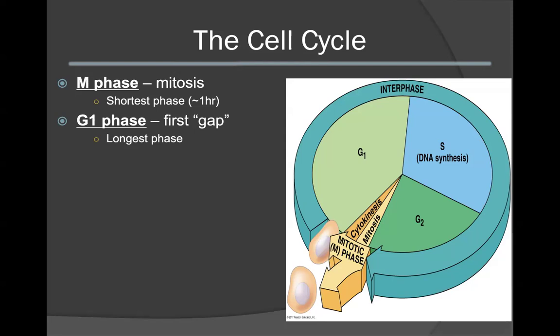This is because one parent cell will have to divide into two daughter cells, and these daughter cells will have to have all of the machinery necessary for them to survive. After the G1 phase, the cell will enter into the S phase. This is the phase where DNA is going to be copied. So we call this the DNA synthesis phase.